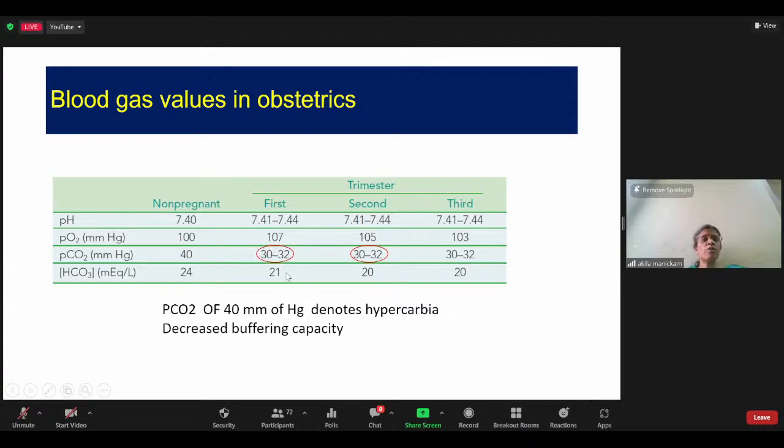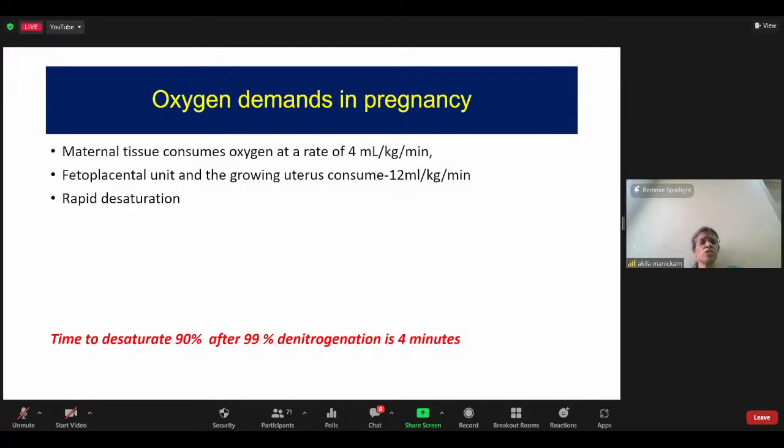And when there is some insult to the metabolic component in terms of acidosis or low volume, they are unable to compensate for this by their buffering capacity, because there is an inherent decrease in the level of bicarbonate. So whenever a small amount of acid load is given to this patient, their buffering capacity decreases.